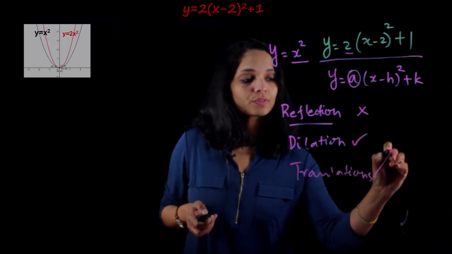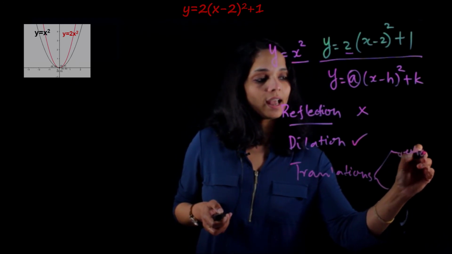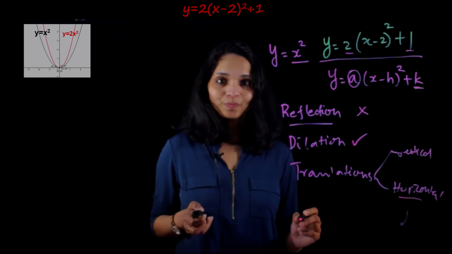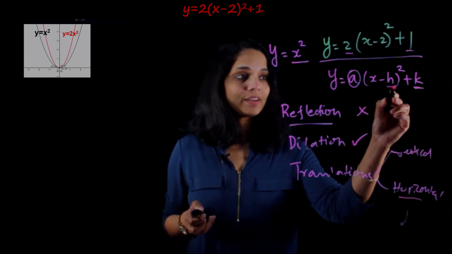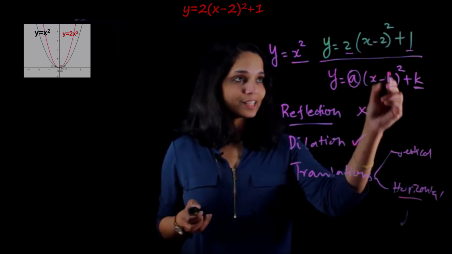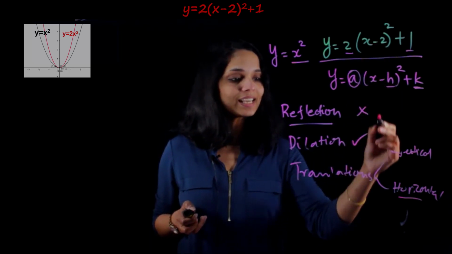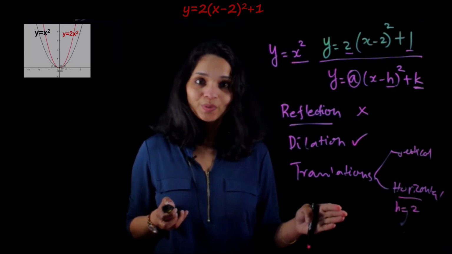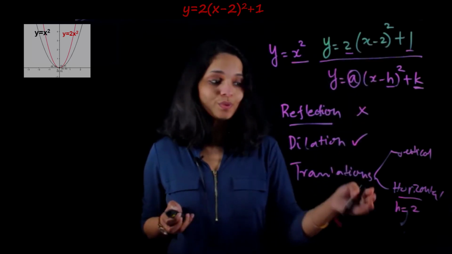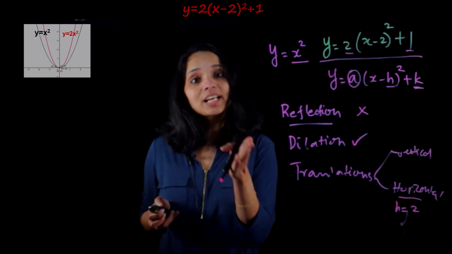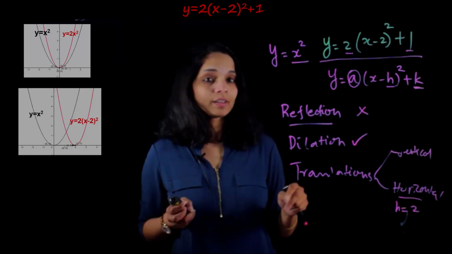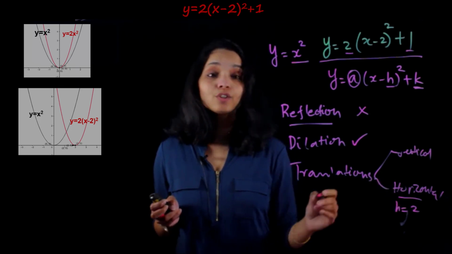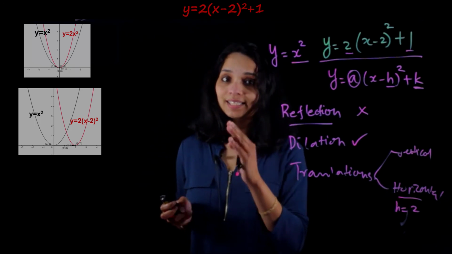The two different kinds of translations are vertical and horizontal. Let's first check whether there's any horizontal translation. That's determined by the value of h. Comparing these two equations, we can see that h equals 2. If h equals 2, or this is x − 2, the graph is translated to the right by 2 units. So now we have applied two different kinds of transformations, dilation and horizontal translation, and the new graph is the red one.